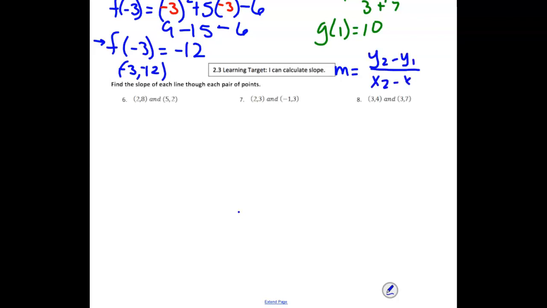Good. y2 minus y1 over x2 minus x1. All right, let's plug our numbers in. So our y values are the 2 there and the 8. So if we do 2 minus 8, we have to subtract the x's in the same direction. So 5 minus 2. So 2 minus 8, and then 5 minus 2 goes on the bottom. That gives us negative 6 divided by 3. So our slope is negative 2.